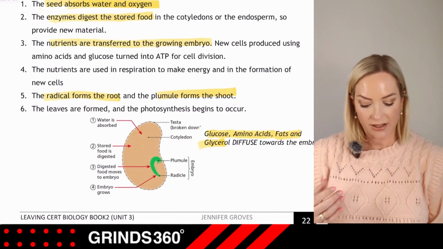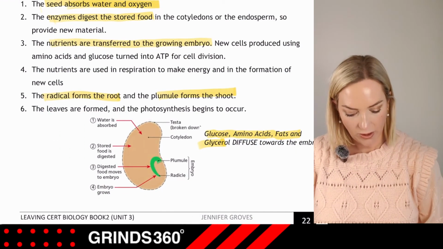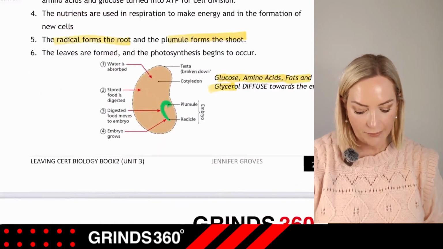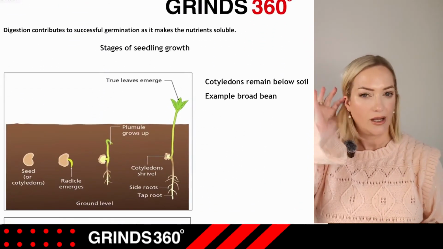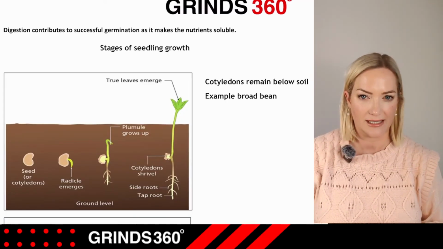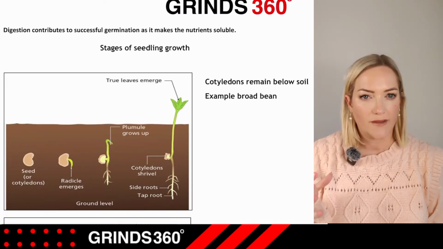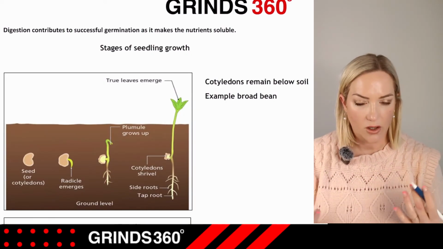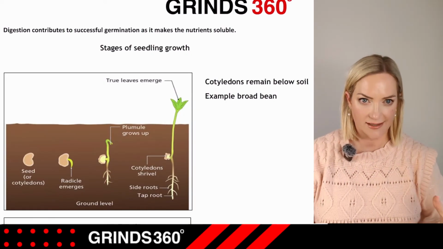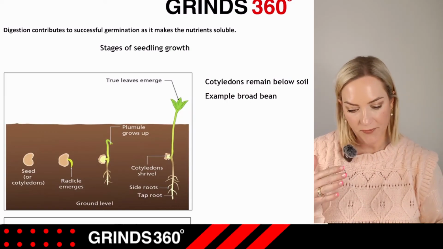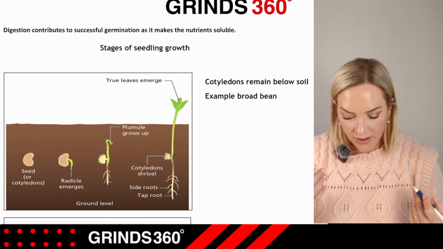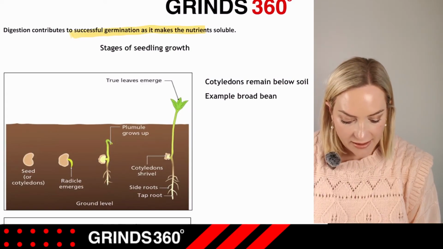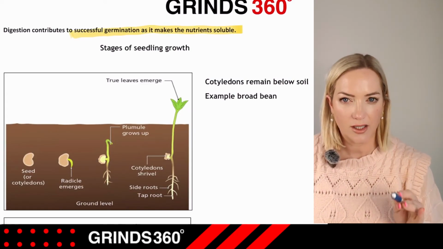And then what will happen is the shoot will eventually grow up, okay, which leads on to the next one. And then what will happen is photosynthesis can now occur. The plant can now photosynthesize. So the plant is an autotroph. It's going to make its own food through the process of photosynthesis. So now linking in another chapter with this. So digestion contributes to successful germination as it makes the nutrients soluble.